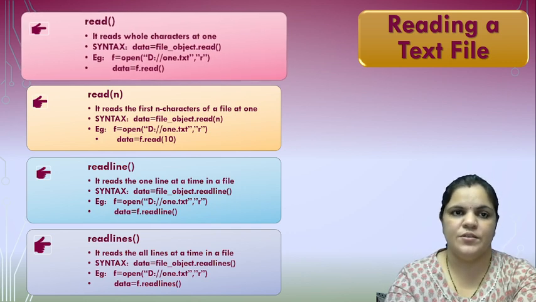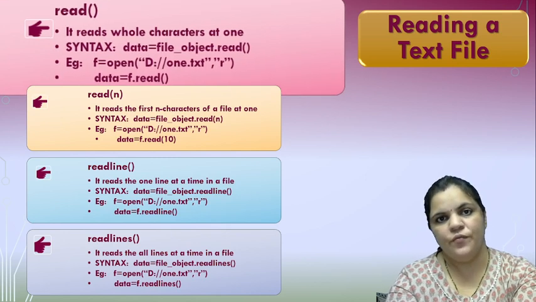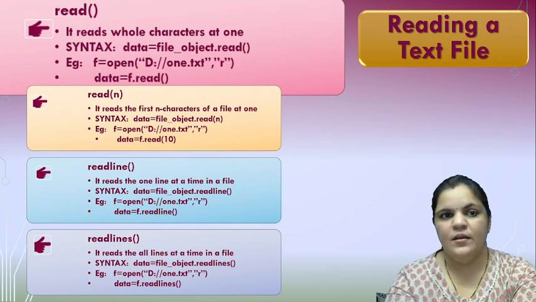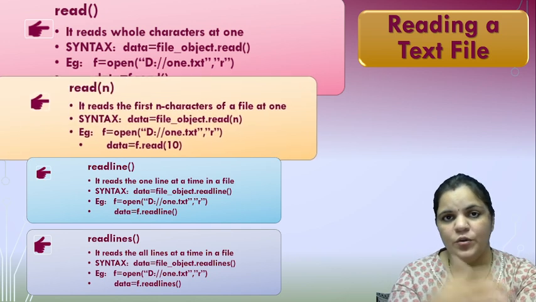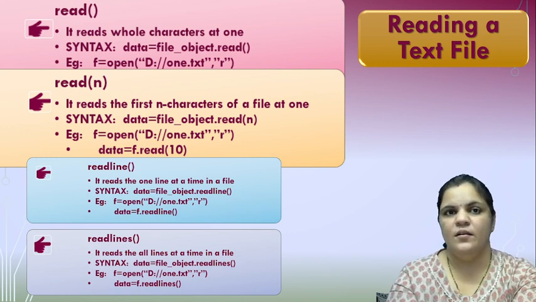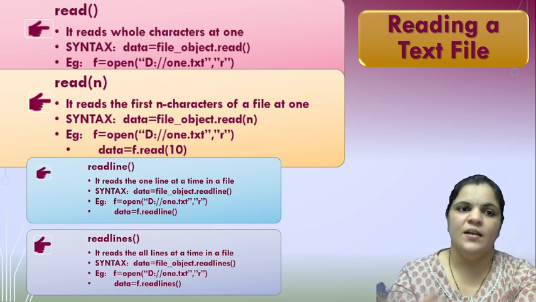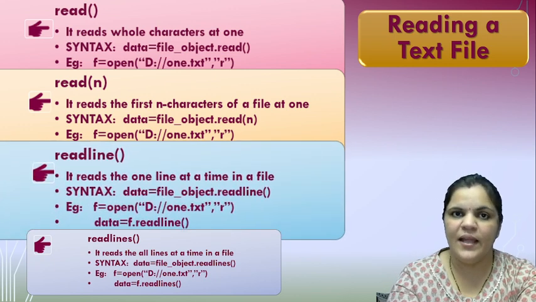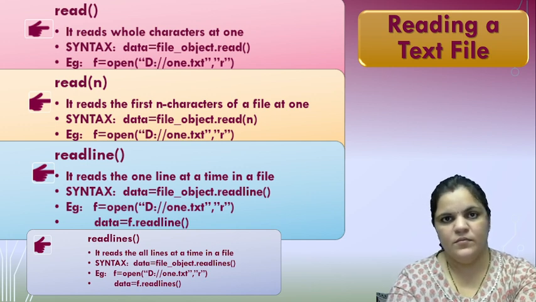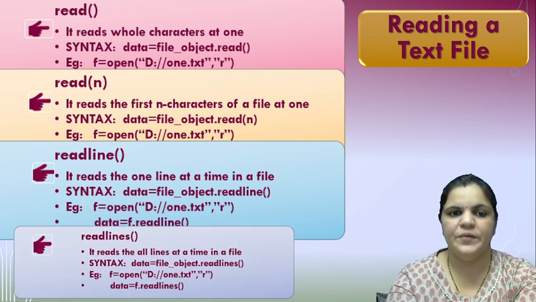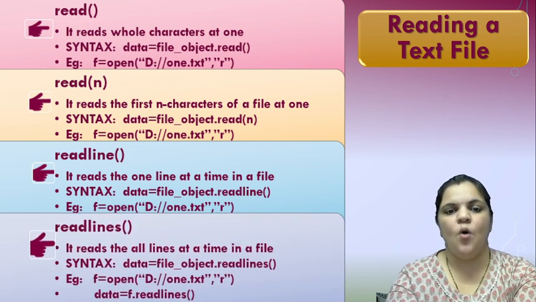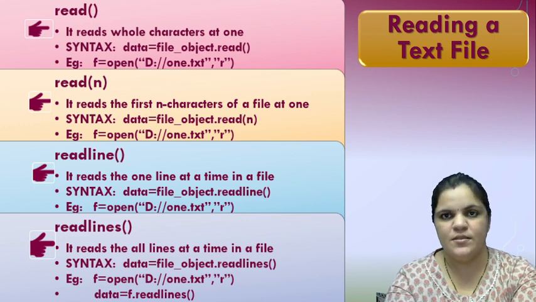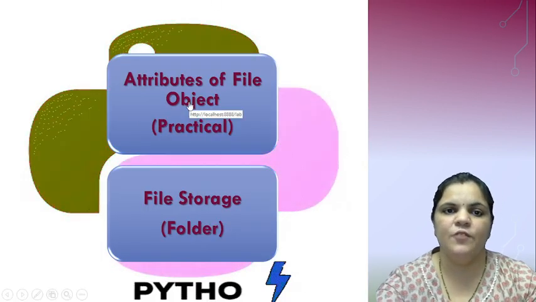First of all, the read function. It reads the whole characters of a file at a time. Its syntax is data equal to file object dot read. Then comes read n. If we want to read only n characters of a file, not whole characters, then we can write read n. Then comes read line. Read line reads the document line by line, one line at a time. Then read lines means it reads all the lines at the same time. So these are the reading of a text file functions. Now we will do a practical for all these functions.